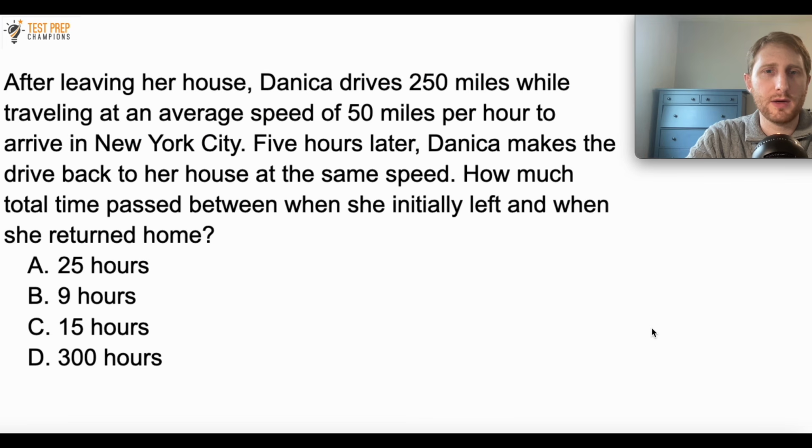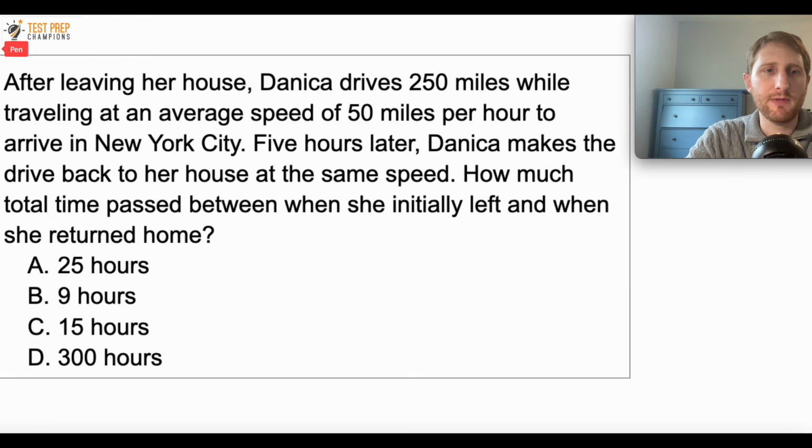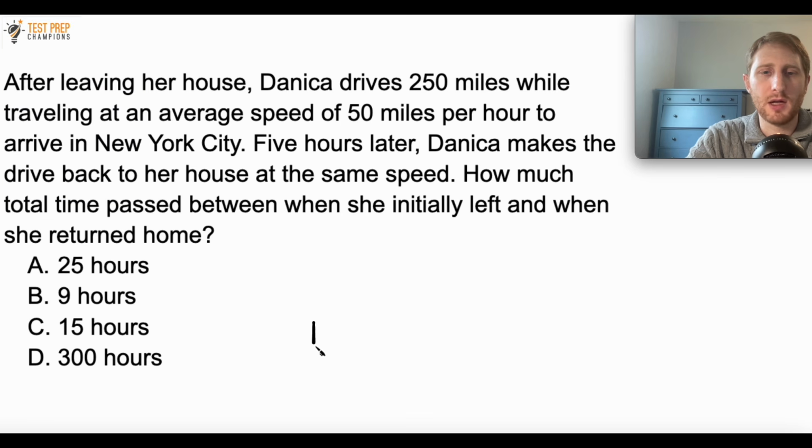After leaving her house, Danica drives 250 miles while traveling at an average speed of 50 miles per hour to arrive in New York City. 5 hours later, Danica makes the drive back to her house at the same speed. How much total time passed between when she initially left and when she returned home? Let me give you a chance now if you'd like to pause the video, try to figure this out, take all the time you need, and whenever you're ready, just unpause the video and we'll talk about it.